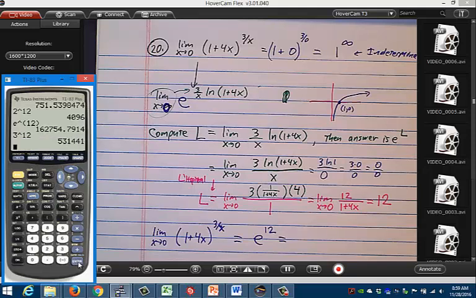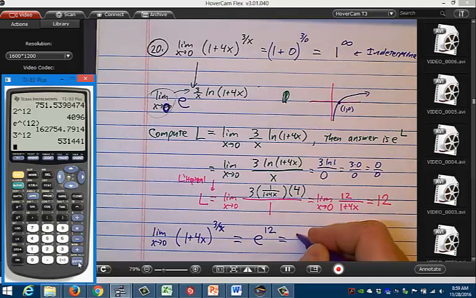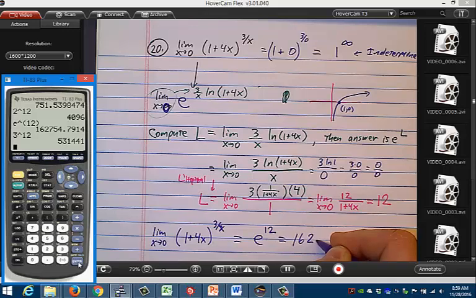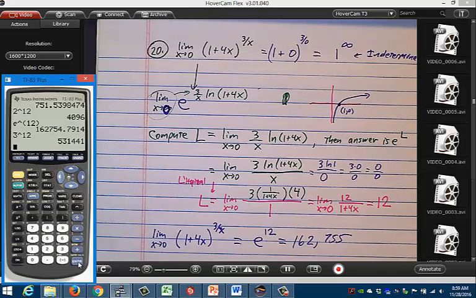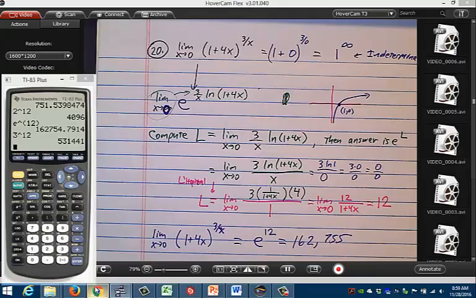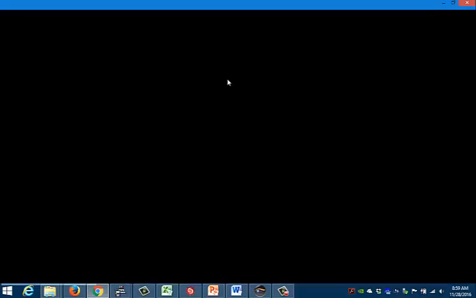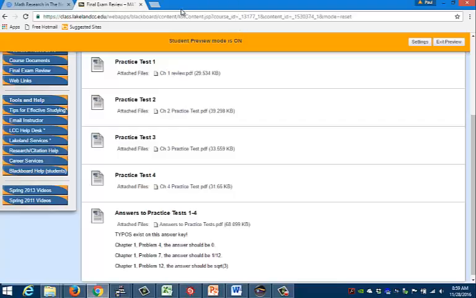531,000. Okay. So this is about 162,755, right? So now let's put Desmos to the test and see what the graph looks like, right? Here we go, Desmos. See if you can handle 1 plus 4x to the 3 over x power.